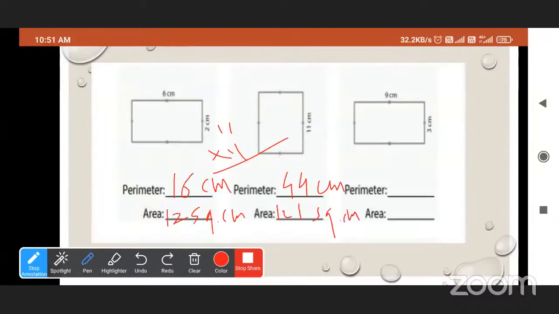Now this one, the length is given, that is 9 centimeter, and breadth is 3 centimeter. So perimeter is 2L plus 2B, that is 9 into 2 plus 3 into 2. I am telling the formula of perimeter, that is 2L plus 2B. And 3 nines are 27, that is the area. Very good.